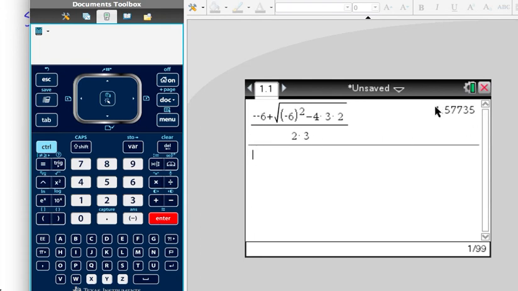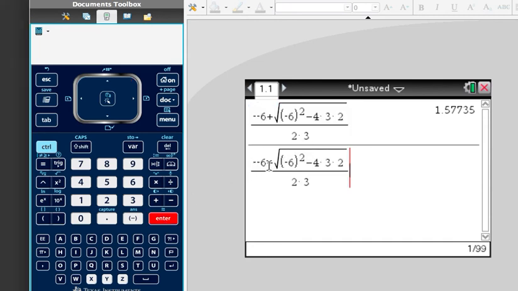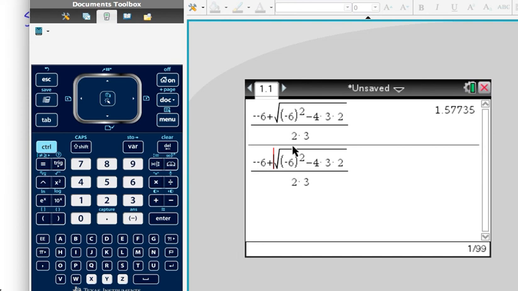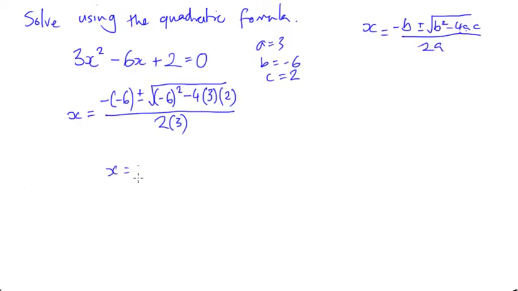And we get 1.577 for that first one. Now I don't want to type in all of that again because I'm lazy, so I'm going to just scroll up using the up arrow here and press enter to drag down exactly what I had before, and instead I'm going to go back here and change that to a minus rather than a plus, and then click enter again, and I get my two answers. So my answers are 1.58 and 0.42. So x equals 1.58 or x equals 0.42.